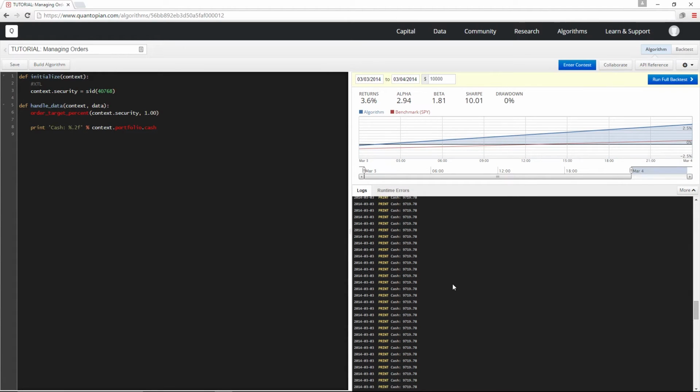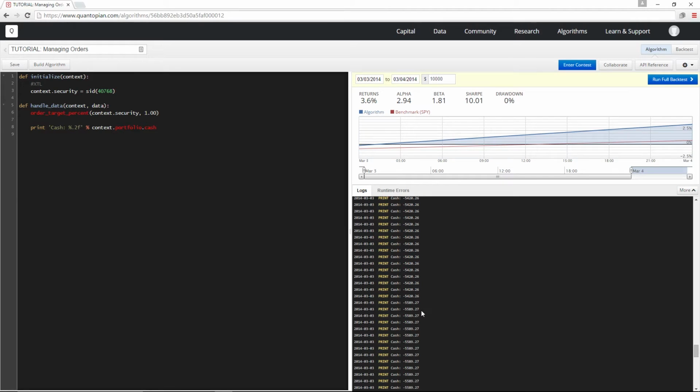And if I scroll down in the logs, we can see that the cash drops below zero by a significant amount. This means that we're investing borrowed money, which in some cases might be what we want to do. But for this example, let's say that we only want to invest what we have in our starting capital base.